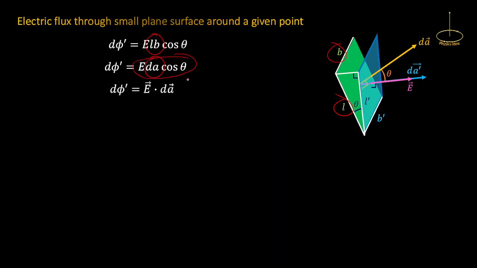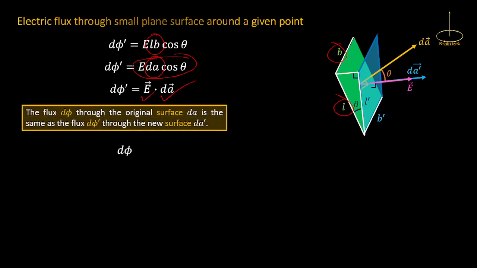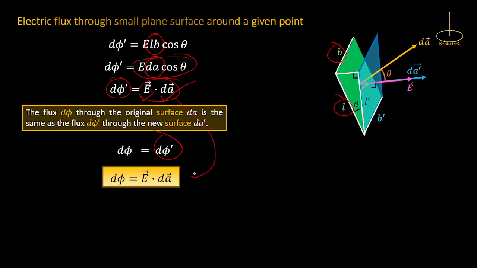E dA cos theta is defined as the dot product or a scalar product between the two vectors, the electric field vector and area vector. The flux d phi through the original surface dA is the same as the flux d phi dash through the new surface dA dash. We thus obtain d phi equal to E bar dot dA bar. We replace d phi dash here by E bar dot dA bar to obtain the flux d phi through the original surface as the scalar product between electric field vector and area vector.